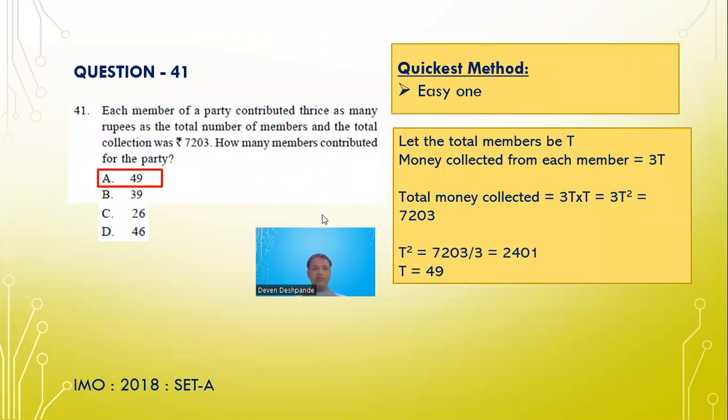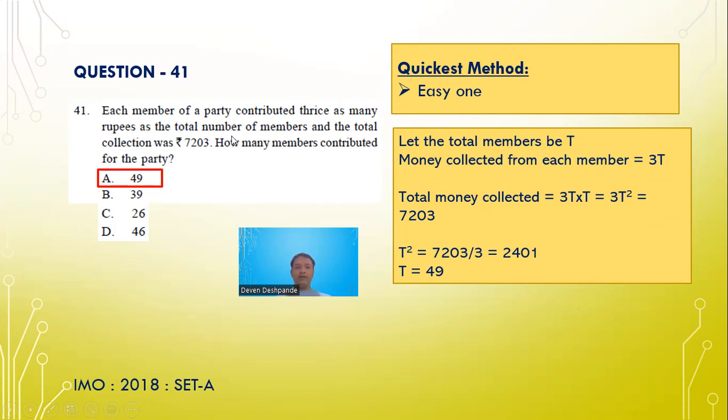Okay, next one. Each member of a party contributed thrice as many rupees as the total number of members, and the total collection was 7,203. How many members contributed for the party? So let the total members be T, and money collected from each member is thrice the total number of members, isn't it? So money collected from each member is 3T, 3 into T. Members is T, money collected from each member is 3T.